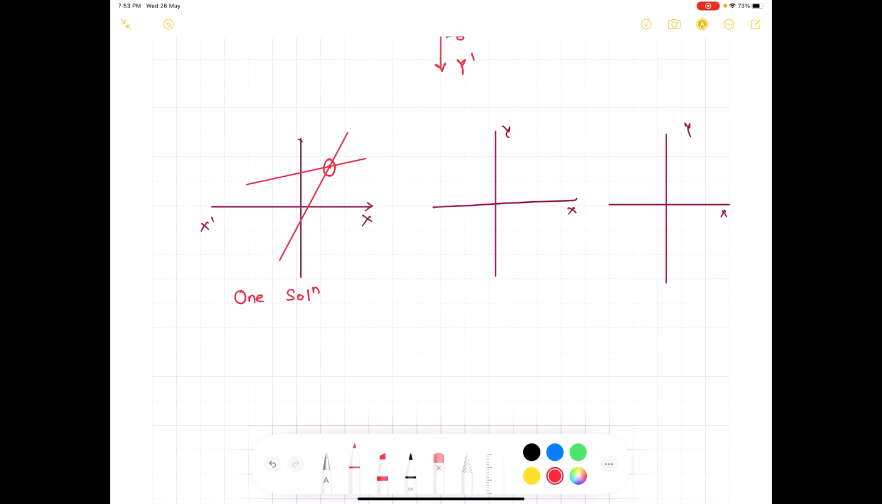Then next, if the two straight lines are like this, meaning the two lines are parallel to each other, then there will be no solution to the system.